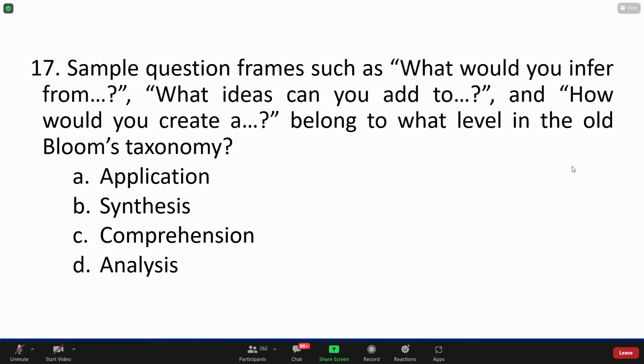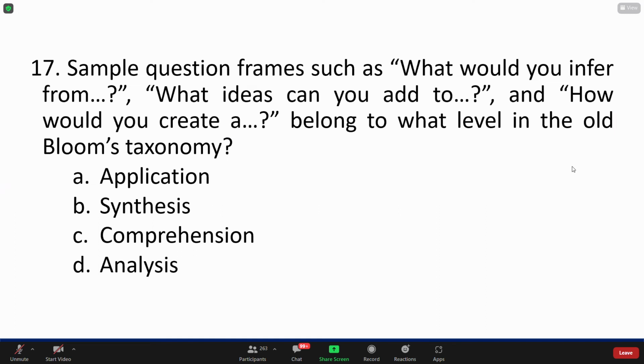Let's have Mr. Reniel Davas. Mr. Davas, can you unmute yourself from BSE Math 4B? Mr. Davas. Sir, okay, read and answer 17, please.